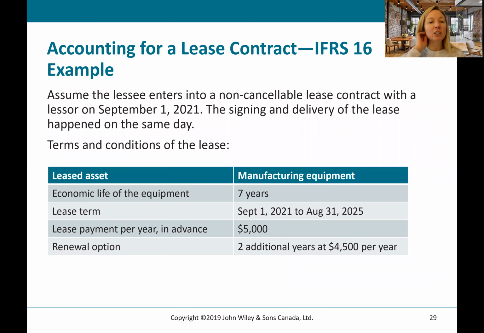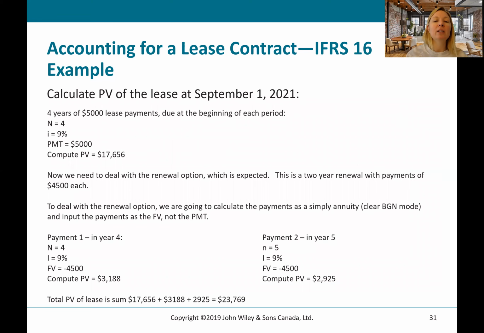If we go back to here, the lease term is September 2021 to August 31st, 2025. So that's 4 years. You can see in the calculation here, we've changed our financial calculator to begin mode, which is really important. We are going to put in N as 4 for the 4 years of the base lease. The interest rate is 9. Under IFRS 16, we're using the implicit rate, which is 9%. And we're going to put in the payment, which is $5,000.